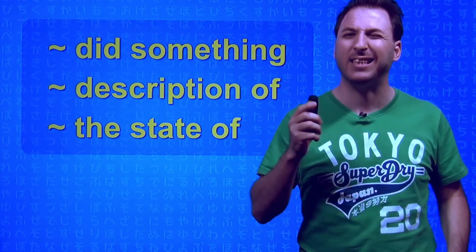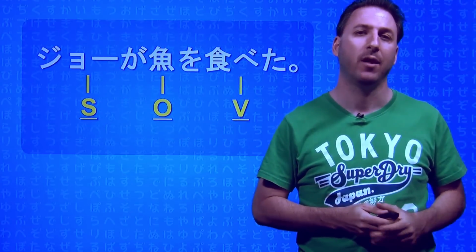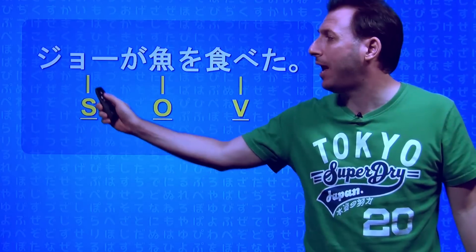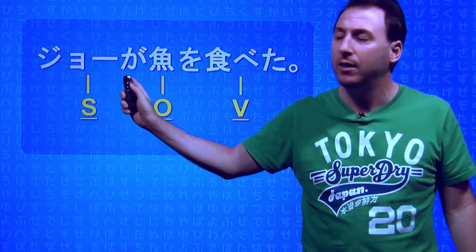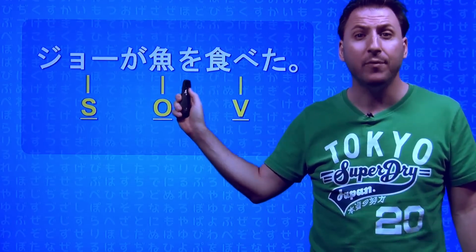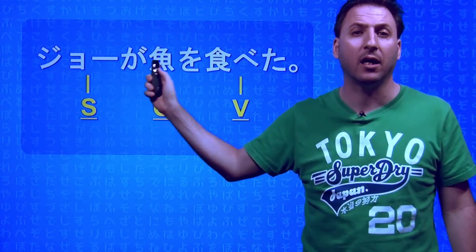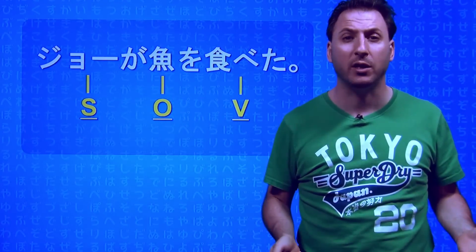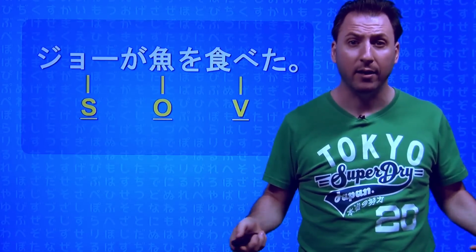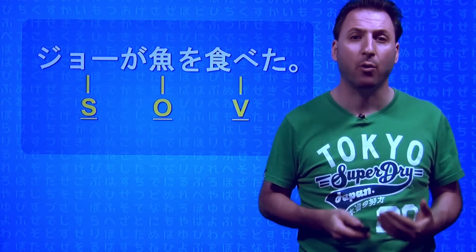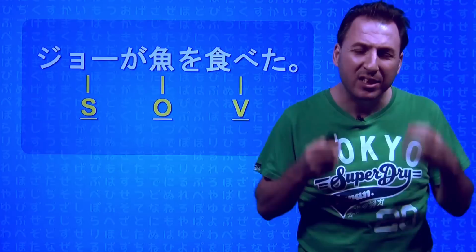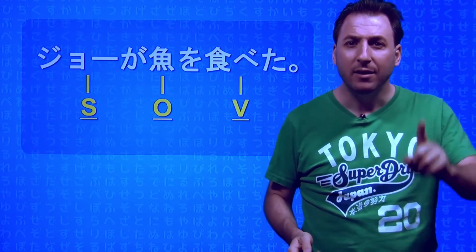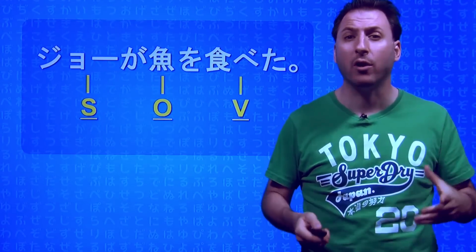So let's look at that same sentence in Japanese. S-O-V. Look at the order here. We have Joe ga sakana o tabeta. Joe ga sakana o tabeta. If you don't have the particles, then you don't know what the object is and you don't know what the subject is. It's very important to the Japanese sentence. It's just as important as the English order is. But remember what I said, Japanese, the order doesn't really matter.